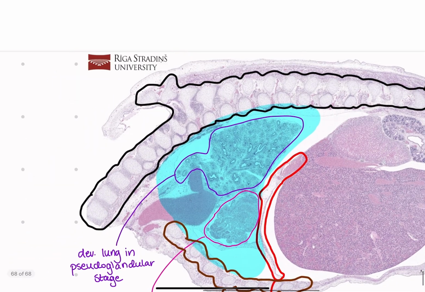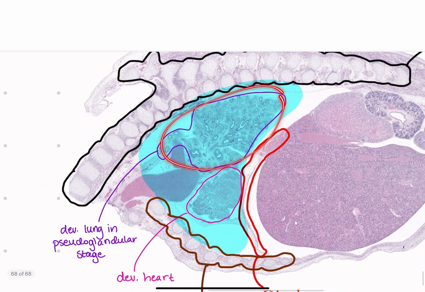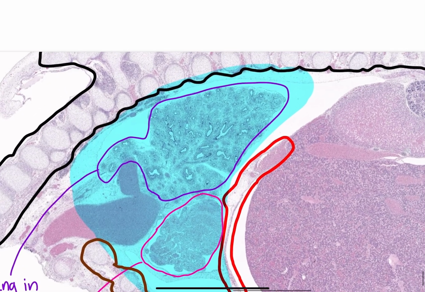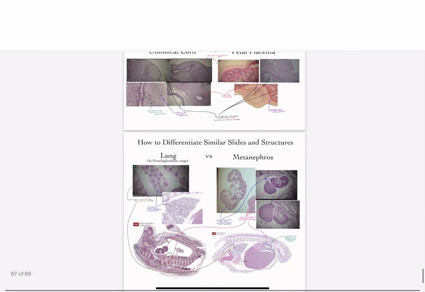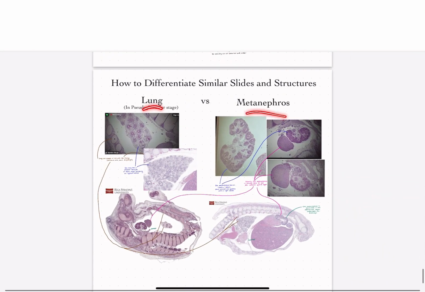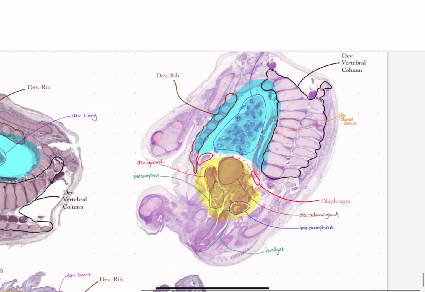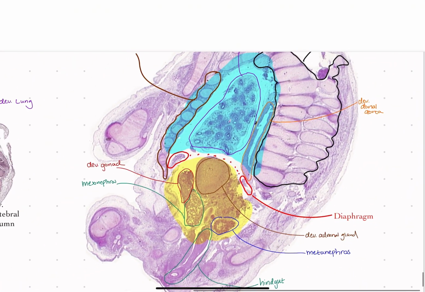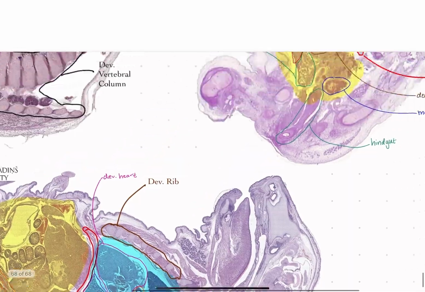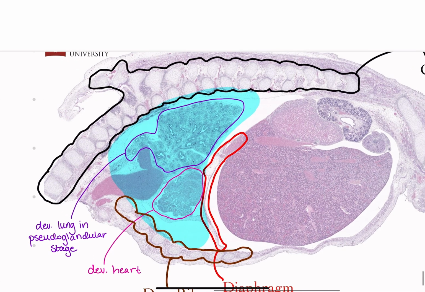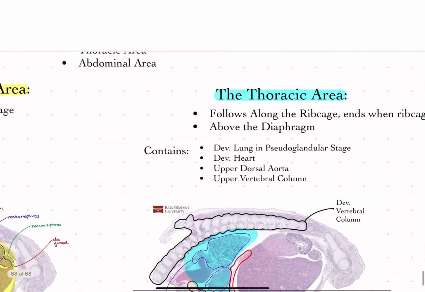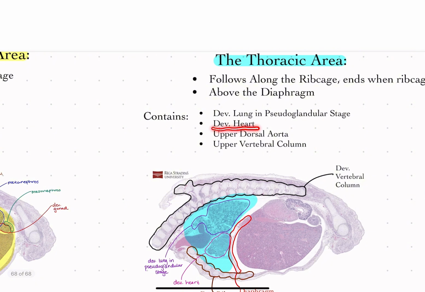So here, for example, the developing lung appears in the thoracic region. It looks very much like the metanephros. We'll get into the difference between the lung and the metanephros in a second, later on in this video, but just to make it easier here, where is it? There we go. So the lung is one of the larger, obviously, organs that we'll have in the thoracic region. And then we also have the developing heart.